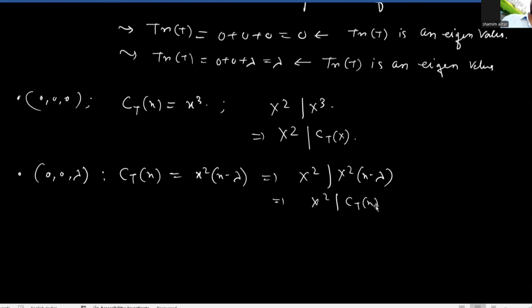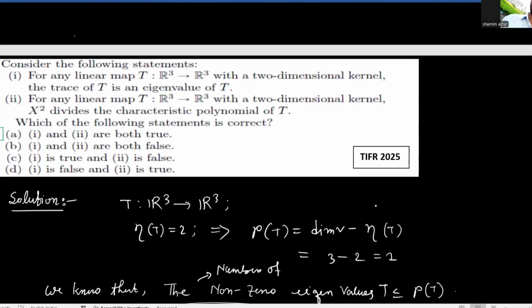So this implies x squared divides the characteristic polynomial of T. Okay, therefore the second statement is also true. So here both statements, the first statement and the second statement, are true. So here the answer is A. Okay.